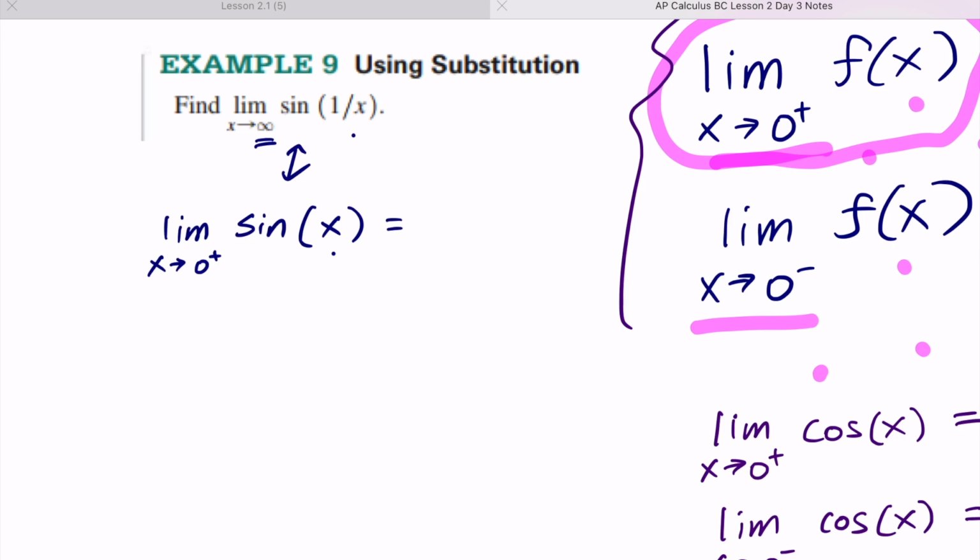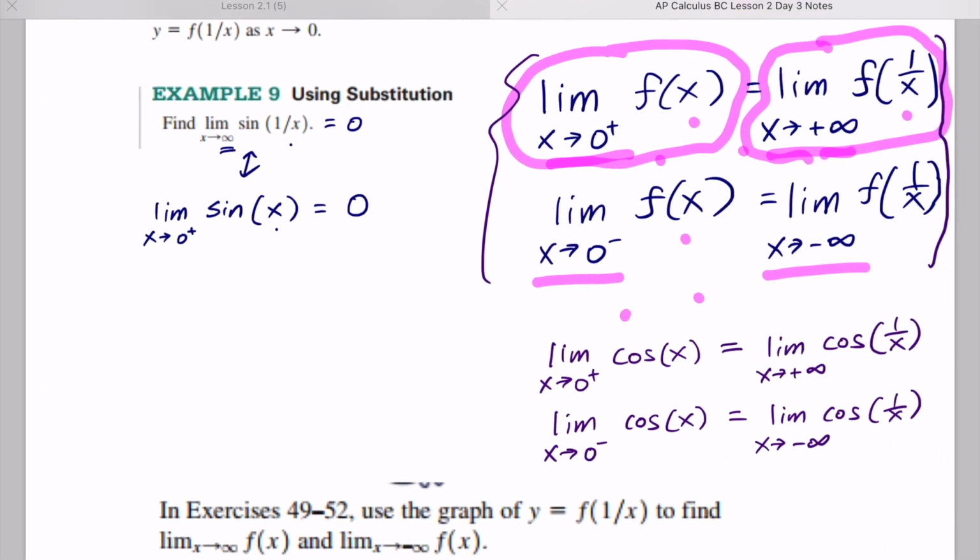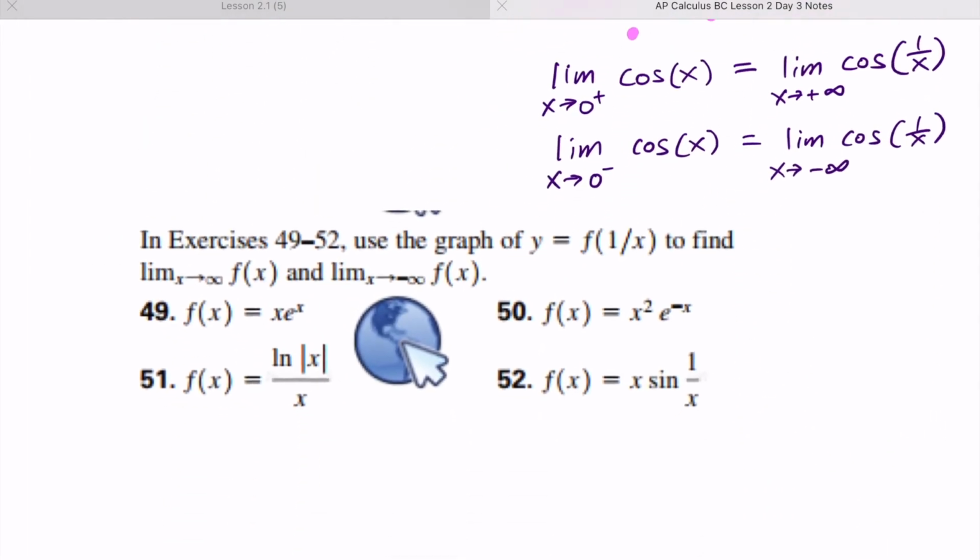Left side or right side doesn't matter for this one. Sine of 0 would still be 0. So the answer to this one would be 0 as well. Sine of 1 over x as x gets larger and larger would converge to 0.